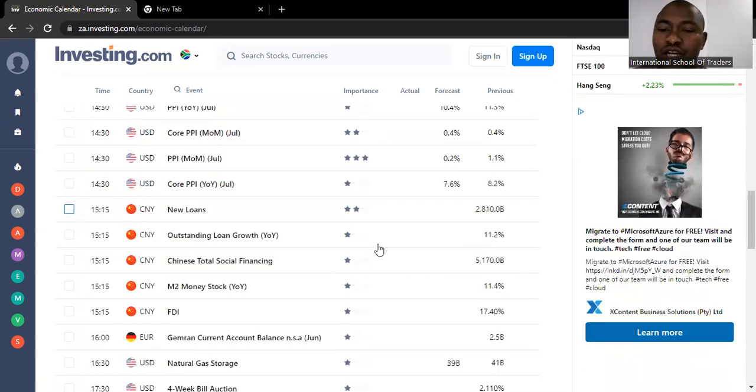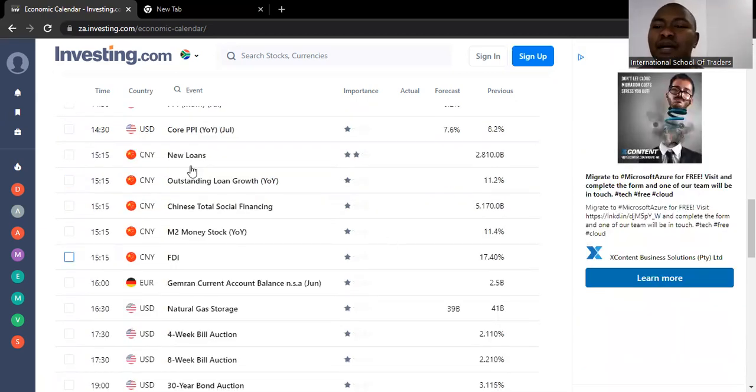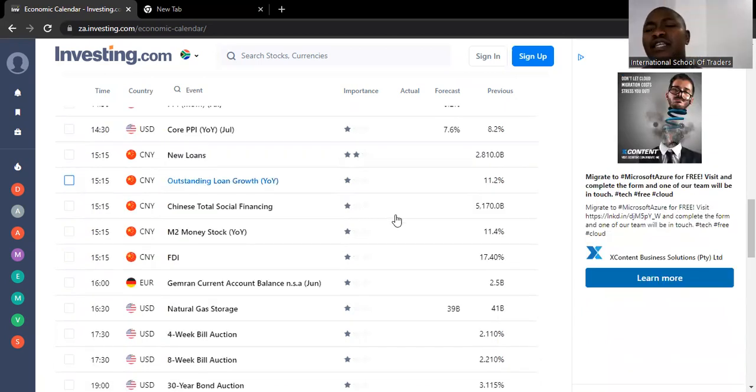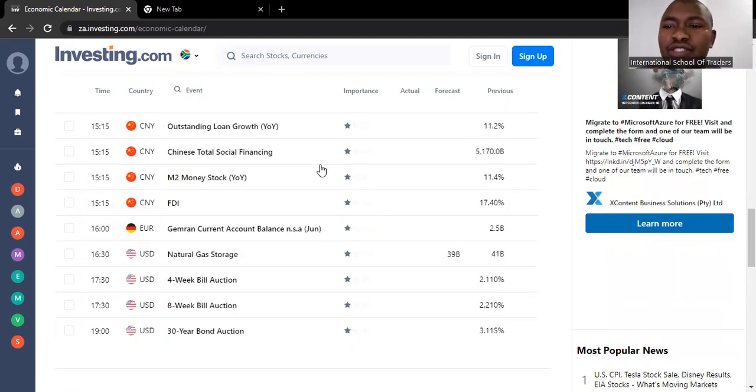Is there anything to look out for after that? There is going to be a couple of news coming from China, and I believe that will be very, very mild. The outstanding loan growth, the new loans, and all of those things will be coming out at quarter past three South African time. Those are the news that we are looking at today.